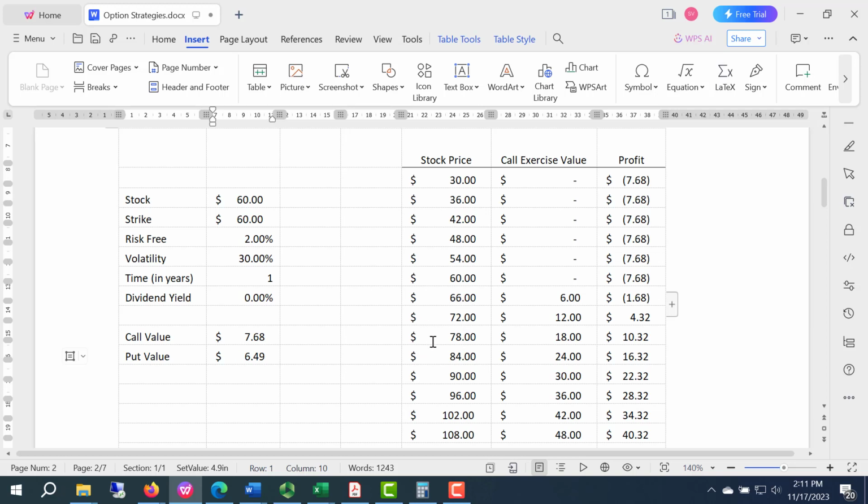If instead the stock price increased to $90, then our exercise value is $30, the stock price minus the strike price. And then we would subtract out the $7.68 to give us a profit of $22.32. So that's how the calculations work here.